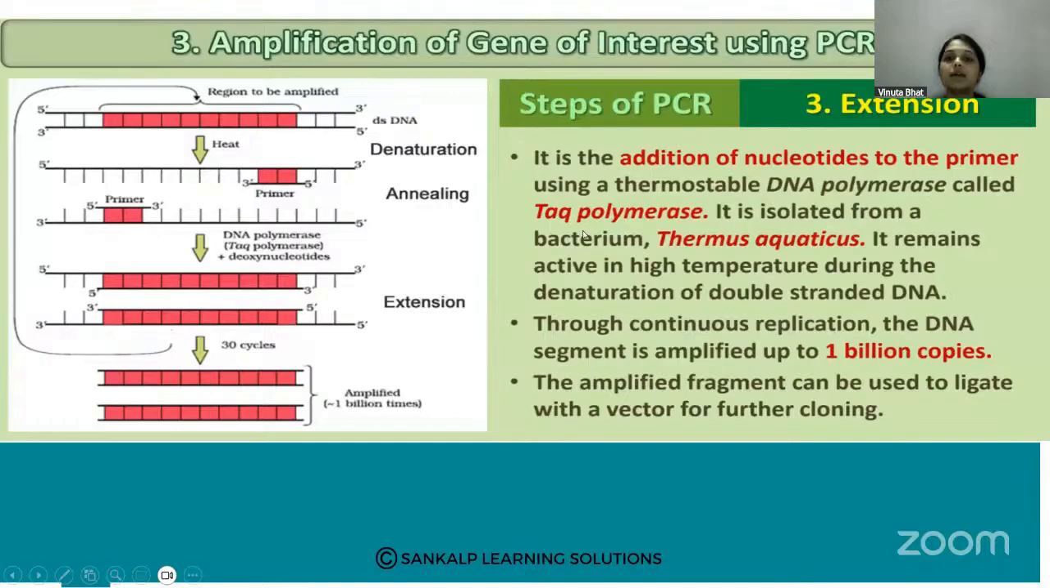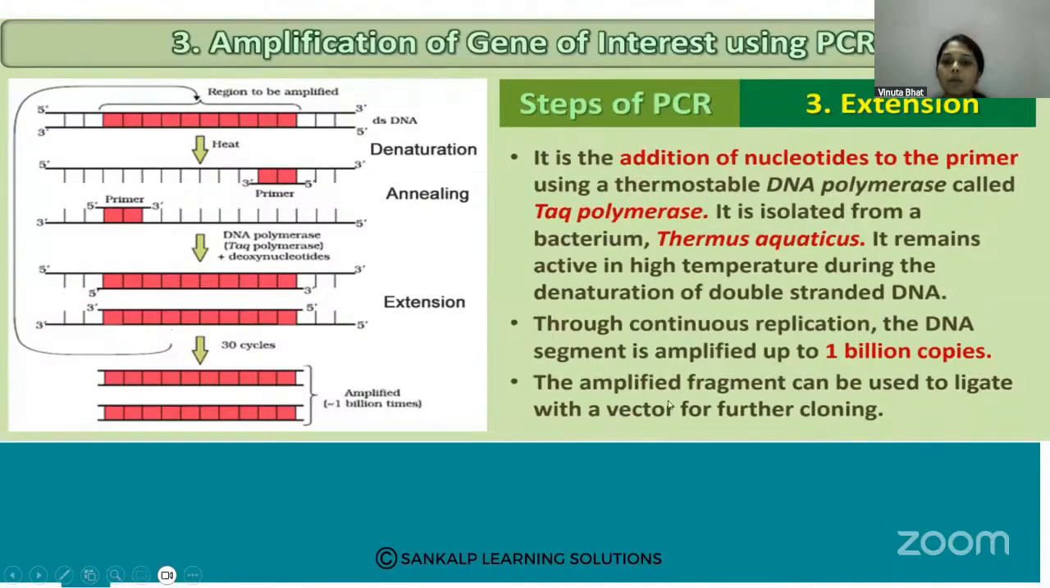Then the third step is extension. So here addition of the nucleotides. So the nucleotides are added by the DNA polymerase called the Taq polymerase. So that is isolated from Thermus aquaticus. Okay. So it adds the nucleotides towards the 3' end. Okay, so towards the opposite end, right? Like it synthesizes the new strand in the 5' to 3' direction, and here also 5' to 3' direction.